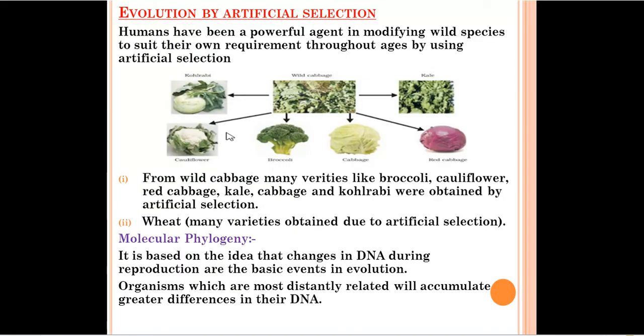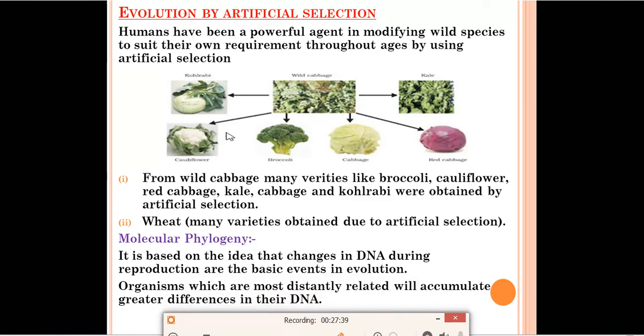Next one, evolution by artificial selection. Artificial means man-made. Humans are a powerful agent in modifying wild species to suit their requirements throughout the ages by using artificial selection. Means humans, for their advantage, make some changes. That is called artificial selection. For example, there is wild cabbage, which was present in nature. From this wild cabbage, humans have made kohlrabi, cauliflower, broccoli, cabbage, red cabbage, and kale. So many varieties were made from wild cabbage, and this was made by man.